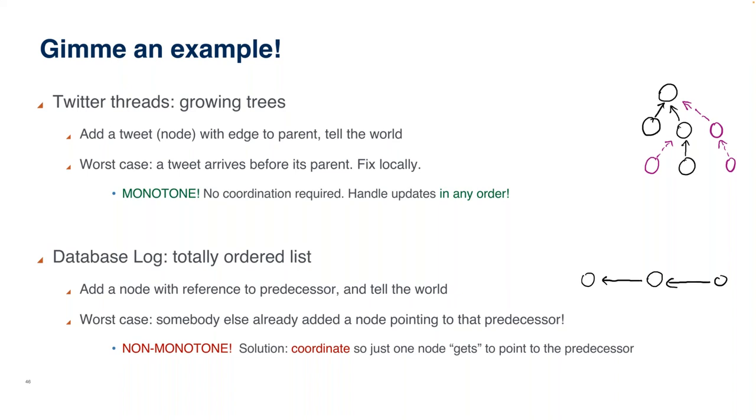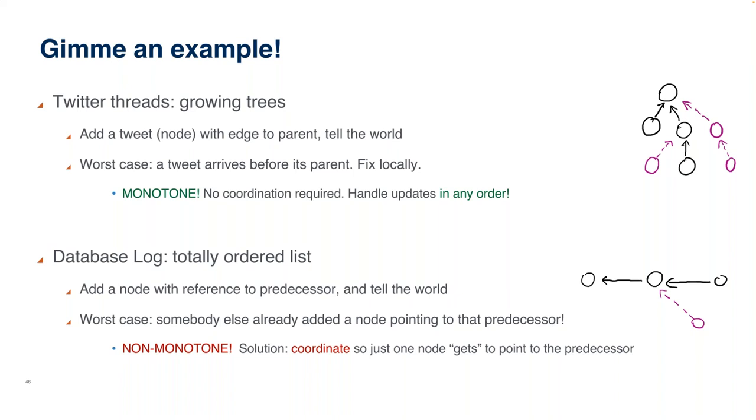So it's a totally ordered list. Very similar to a tree, you'd think. So here we're going to add a node, and it's going to point to its predecessor, right? So we're going to add a node, say, I want to point to this predecessor, and you tell the world. The worst case here is that somebody else also wants to add a node pointing to that predecessor, and they come in, maybe in some places they come in first, in some places they come in second.